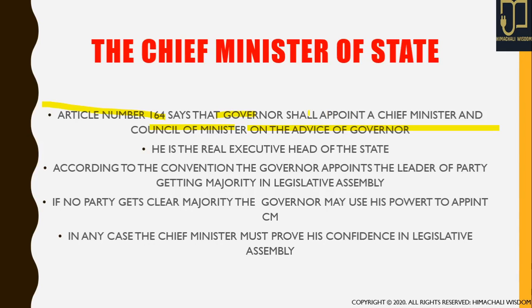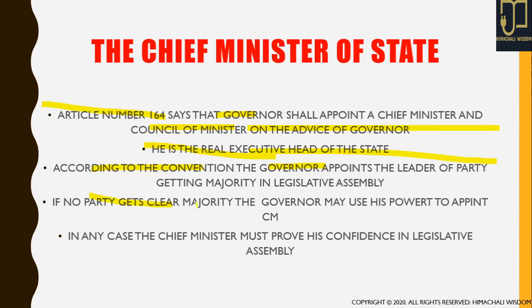Just like the prime minister and council of ministers are appointed by the president at the union level, and just like the prime minister is the real executive head, here the chief minister is the real executive head of the state. He has got all the powers. According to convention, just like at the union level the president appoints the leader of the party getting the majority in the Lok Sabha, in the same way the governor appoints the leader of the party which gets the majority in the legislative assembly.